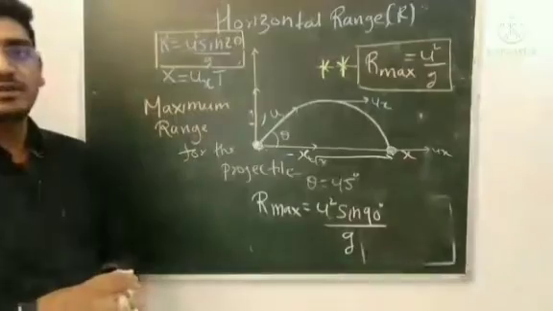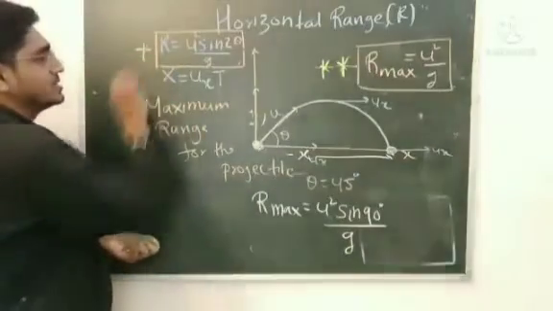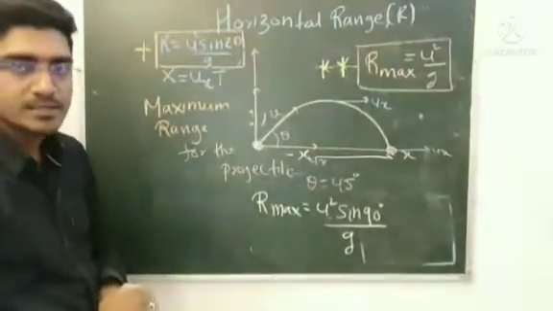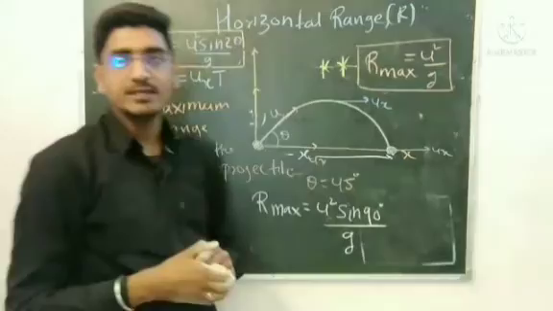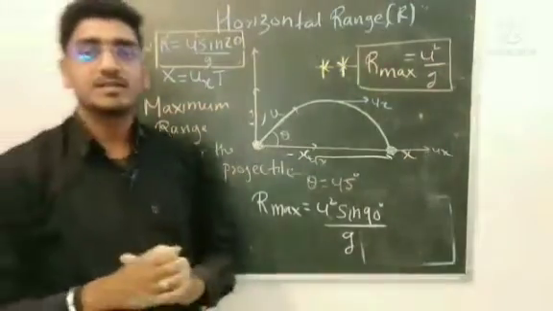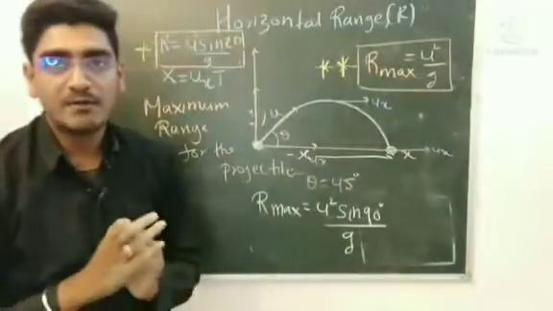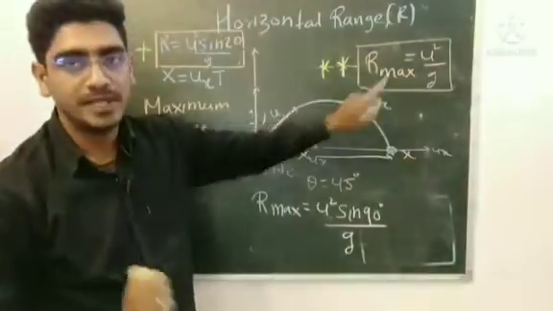Okay, this is the formula for maximum horizontal range, and this is the formula for horizontal range. When R is max, if we throw any particle with the angle theta equal to 45 degrees, then our range is maximum. So we have discussed the time of flight, as well as the maximum range.